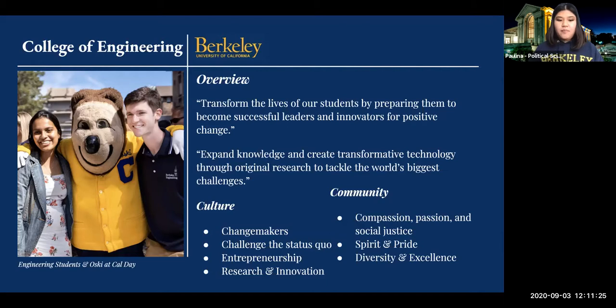And as far as the culture, we do have this general culture at Berkeley of being change makers, challenging the status quo, entrepreneurship, and research and innovation. And I think this applies really intensely to our College of Engineering. As well as our tenet of community, which includes compassion, passion, and social justice, spirit and pride, and diversity and excellence. And in the following slides, you'll see some of the research, the clubs, and the students, and what is actually going on in the College of Engineering that really is making an impactful change on the world, and having students really get out there and make a good impact on people's lives.